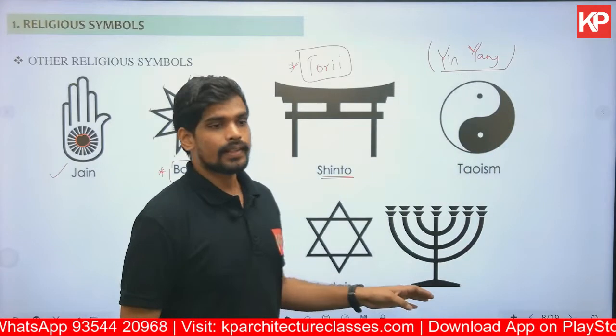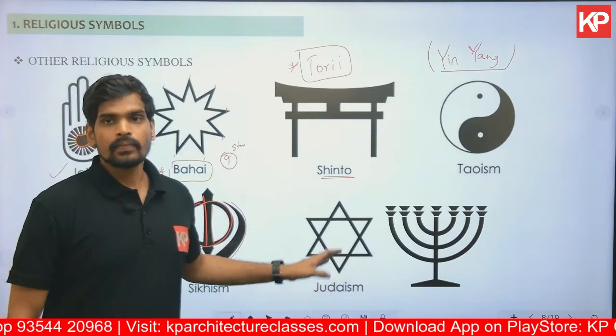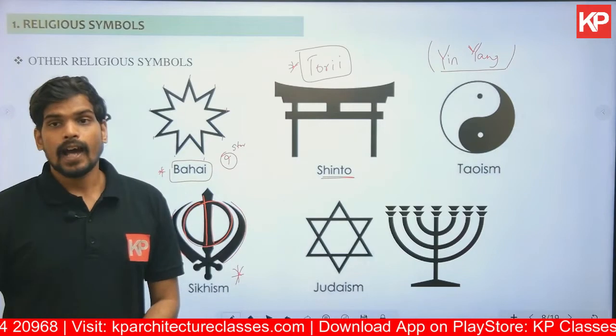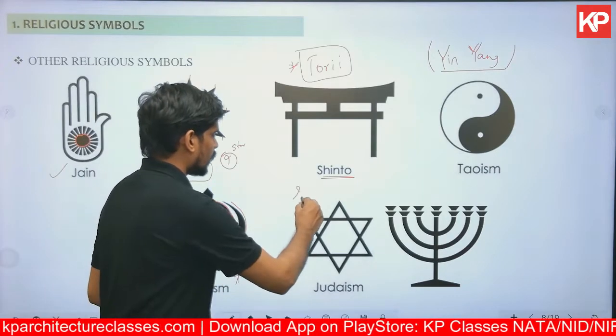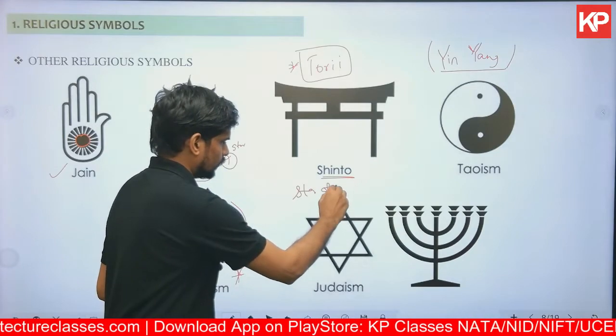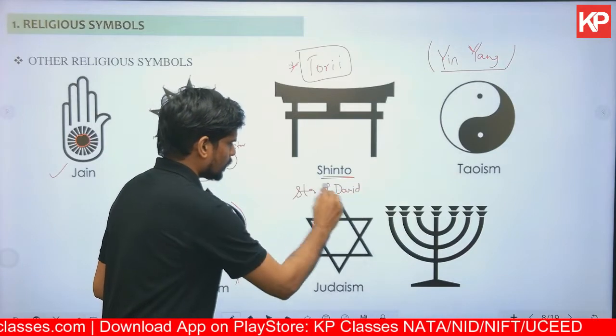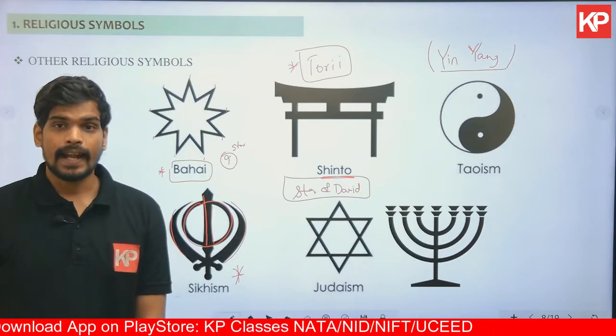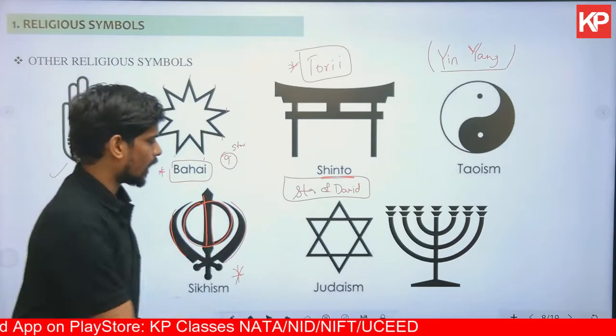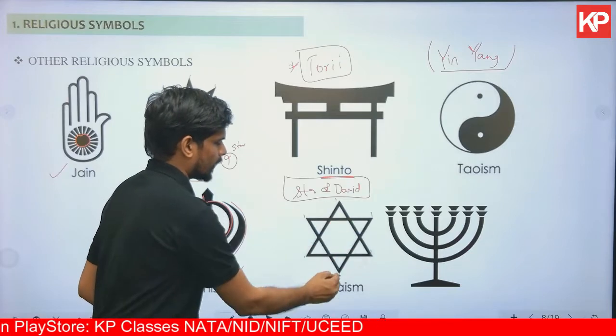Finally, some important religious symbols in Judaism. Firstly, it is a star. It is known as the Star of David. This is considered to be the most important symbol in Judaism. The Star of David is formed using 2 equilateral triangles and it is a 6-pointed star. 1, 2, 3, 4, 5, 6.